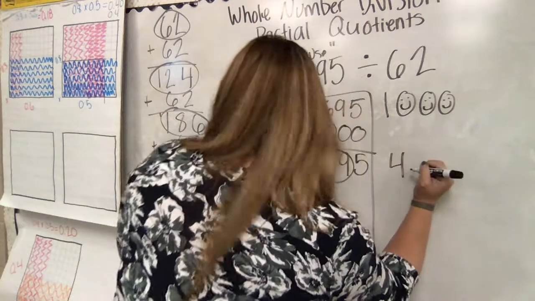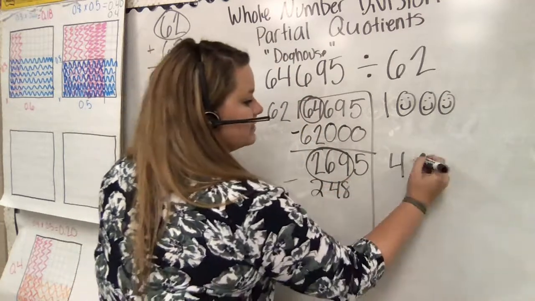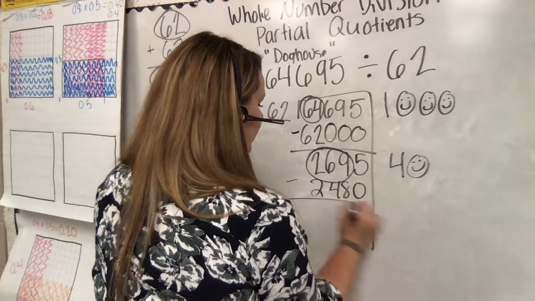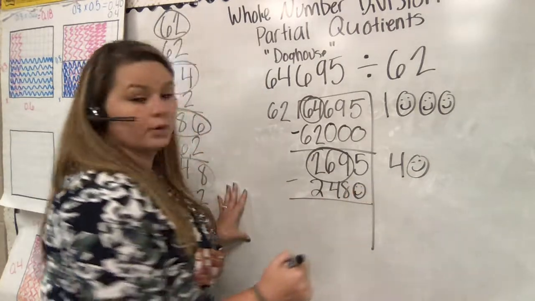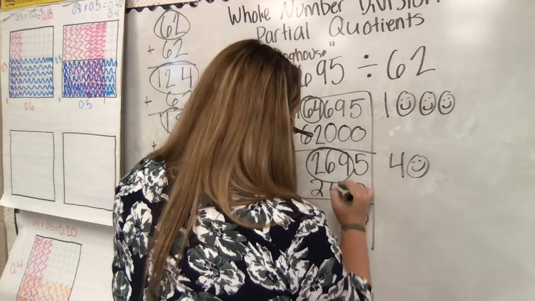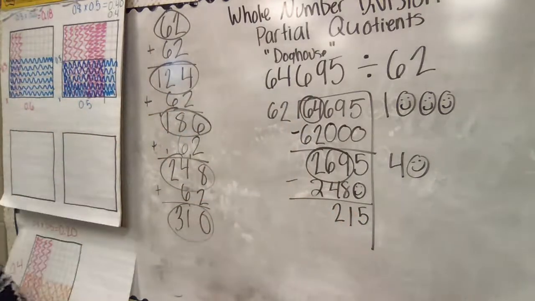62 times 4 is 248, but we need one placeholder because we have one digit that we didn't circle. And so we need a placeholder here as well. And so now we're just going to subtract. So 5 minus 0 is 5. 9 minus 8 is 1. 6 minus 4 is 2. So now we have 215.